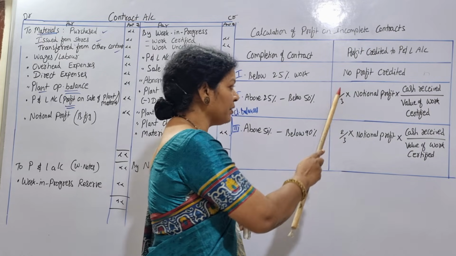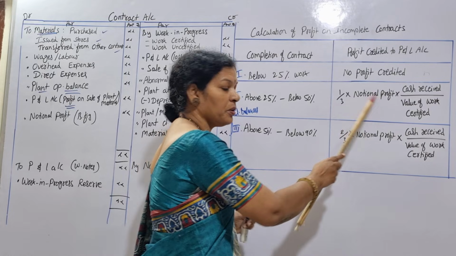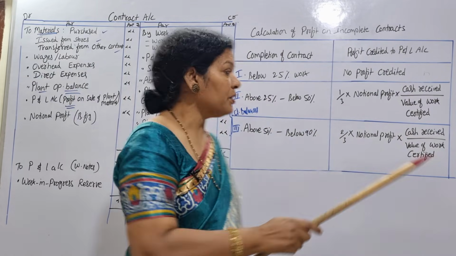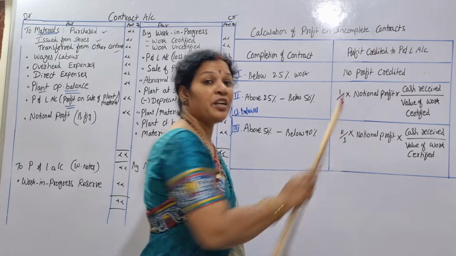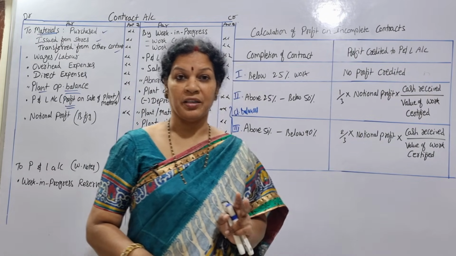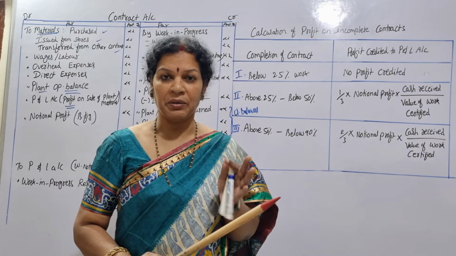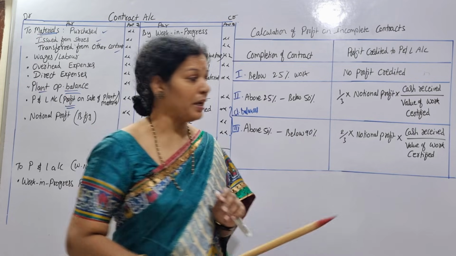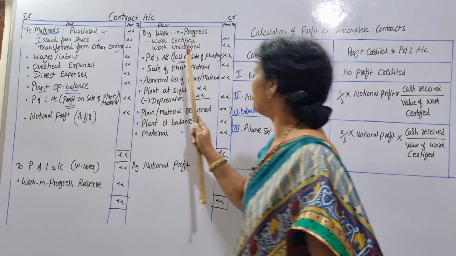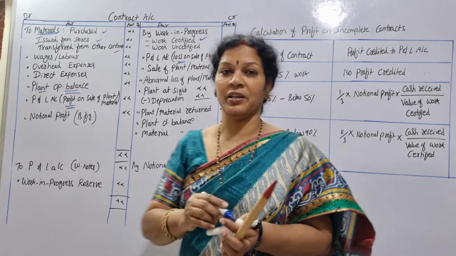The formula you have to remember is 1/3. We are saying 1/3 into notional profit into cash received. Some cash is received from the contractee, and that will be given in the problem. Whatever cash we have received will be given in the problem. Cash received by value of work certified; the value of work certified, this one we will take.